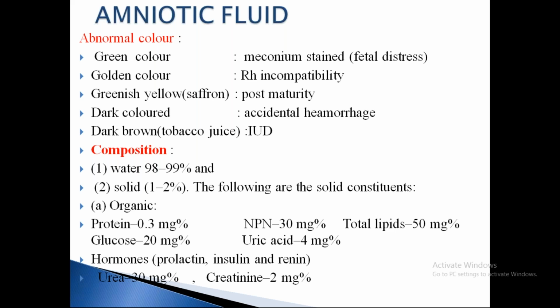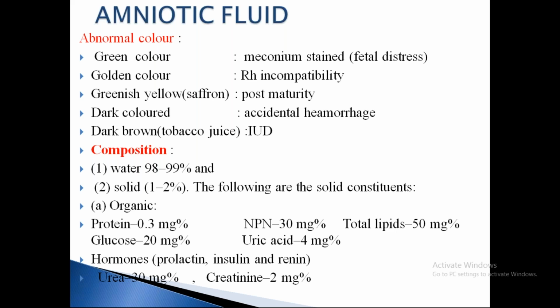And the composition will be mostly water, 98 to 99% water, and a few solid components will be present. What are the solid components? They can be organic or inorganic compounds. Organic compounds include proteins, glucose, uric acid, creatinine. You need not remember the amount, but you should remember the ingredients. Blood urea, creatinine, uric acid, protein and glucose, and lipids also will be present.